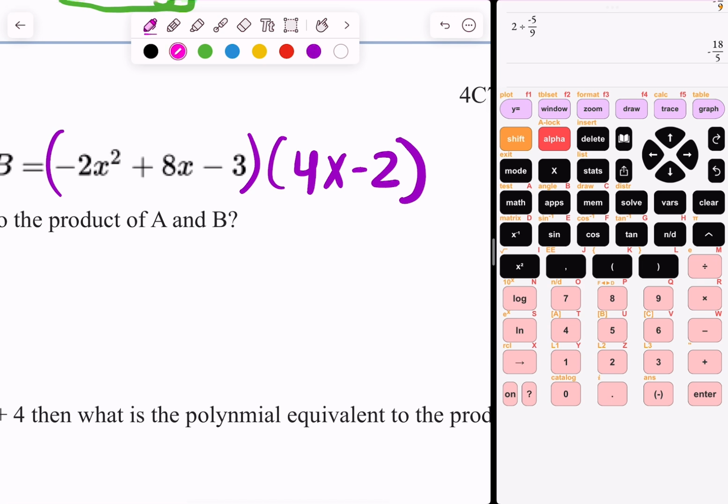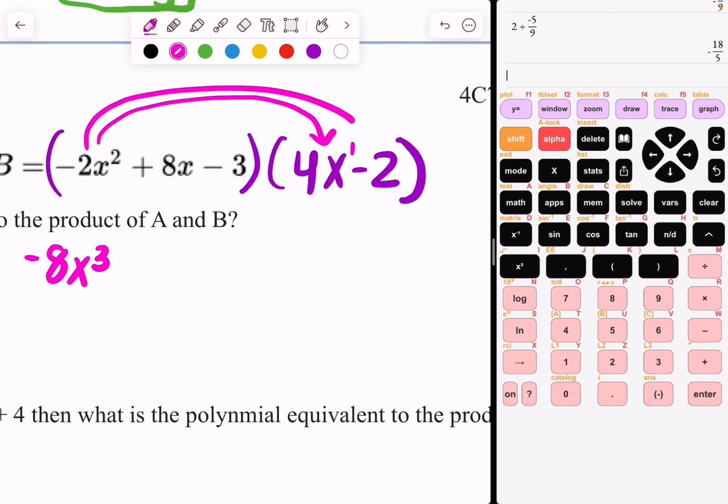If I wrote it in this order, let's go ahead and multiply it. -2 times 4x is -2 times 4 is -8. X, this is x squared and x1, which makes x3. Then -2x squared times -2 is positive 4x squared.